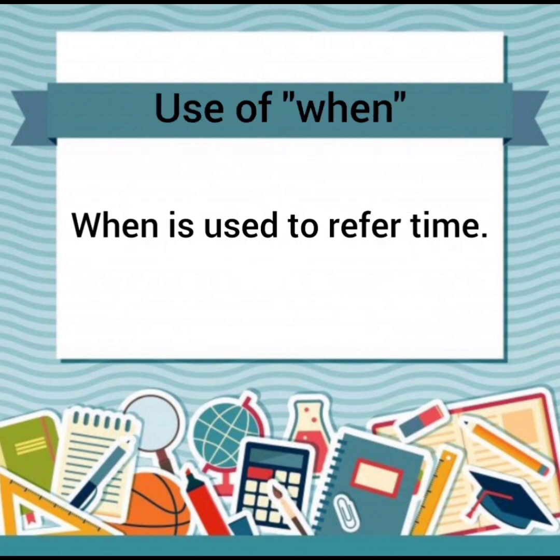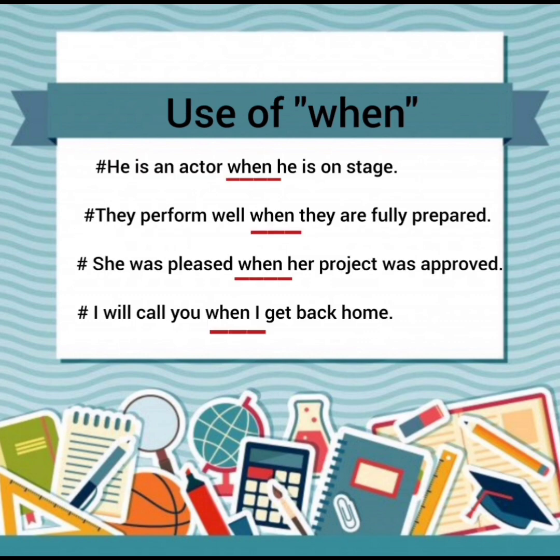Then when is used to refer to time. For example, he is an actor when he is on stage. Now when is used to refer to the time. They perform well when they are fully prepared. She was pleased when her project was approved. Now when is referring to the time when she was pleased. I will call you when I get back home. In all these examples, when is used to refer back to the time.